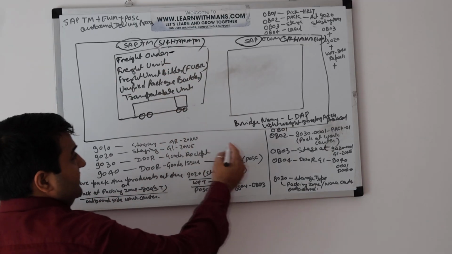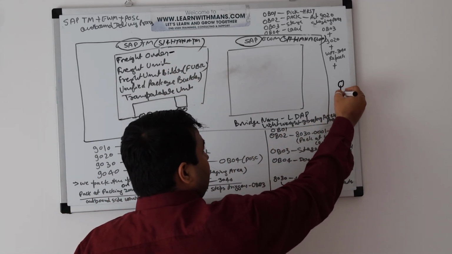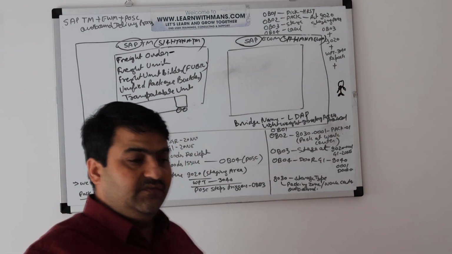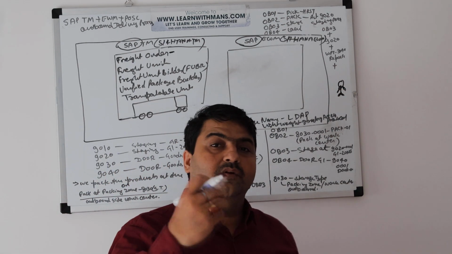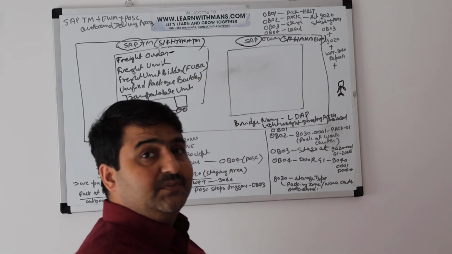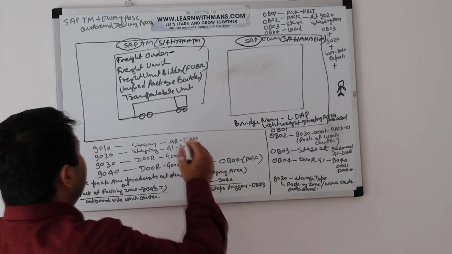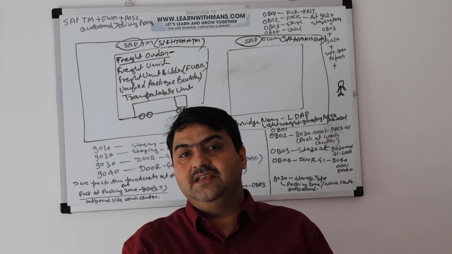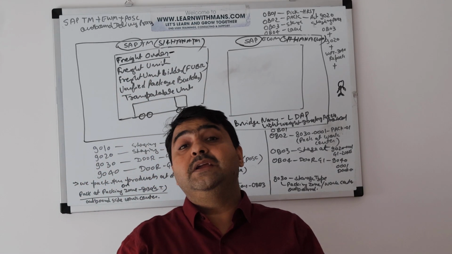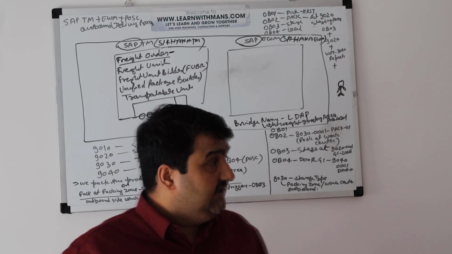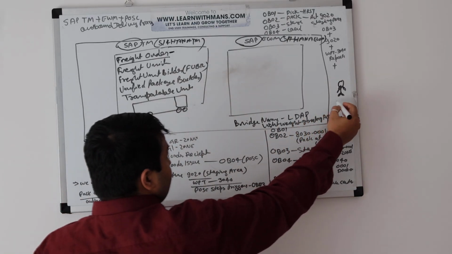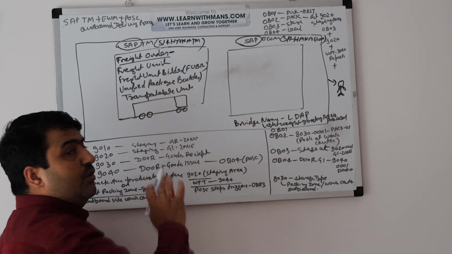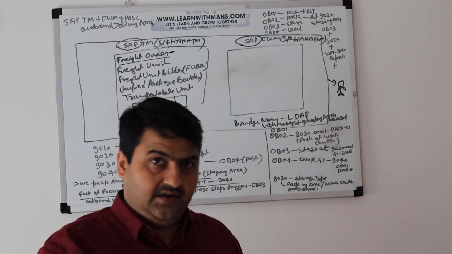Freight order means, suppose we are going to send the product to our customer or customers. Freight order, it's the same thing as an inbound delivery order, or it might be an outbound delivery order. In this example, I am going to send the product to the customer, so this is an outbound delivery order.